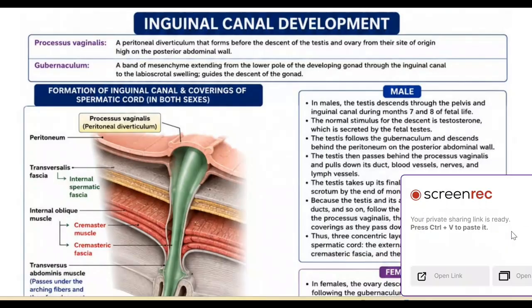So today we are going to study about the inguinal canal development. Now this topic is actually part of embryology, but it is included in the gross anatomy curriculum of the UHS. So that's why we are studying it with the gross anatomy topic of inguinal canal.